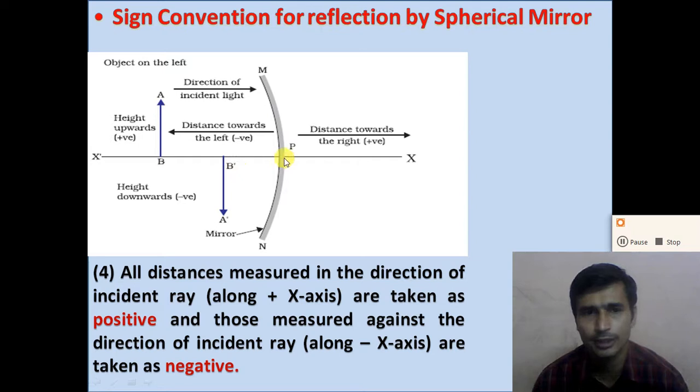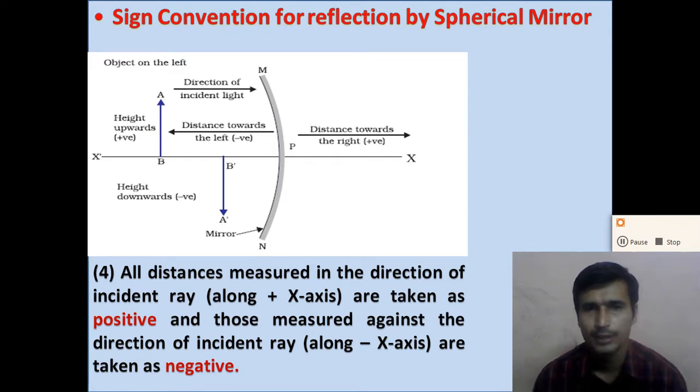So here, if we calculate the object distance, the object is placed on the left hand side, right? So the distance from pole to object we consider as negative, right? So when the object is placed here, the image is produced at this point on the right side. We take the image distance as positive.